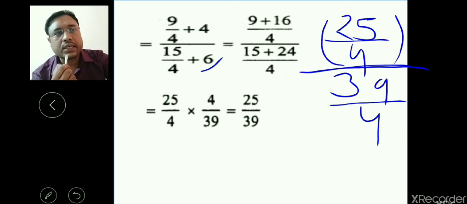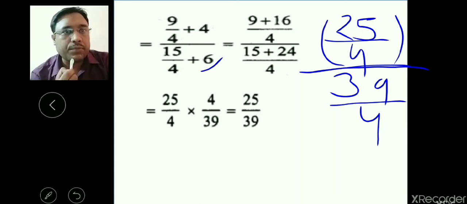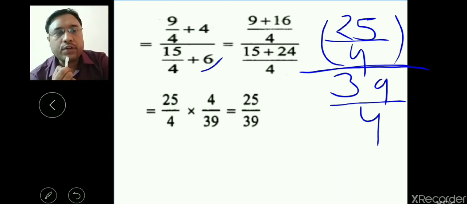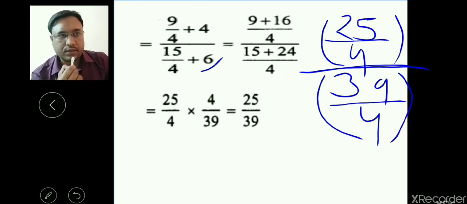So you can say that when you remove the divide symbol from here, then the denominator will be reciprocal. So that's why 25 by 4 into 4 by 39. That means you will reciprocal the denominator here. 39 by 4 is the denominator, that is the divisor. Okay, so you will reciprocal that divisor. So the reciprocal of 39 by 4 is 4 by 39.